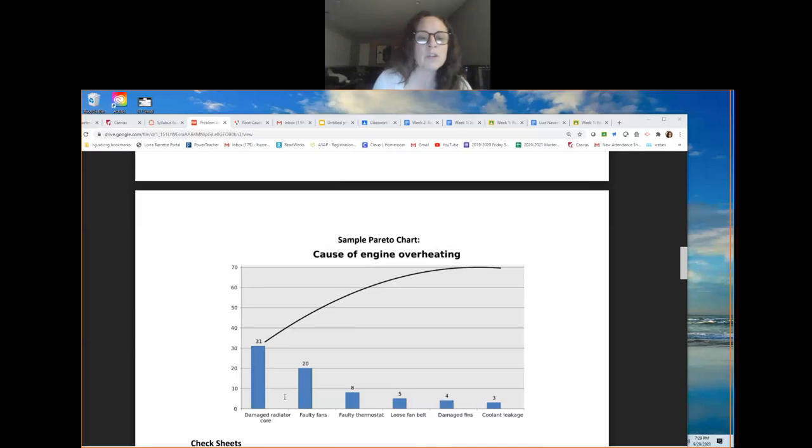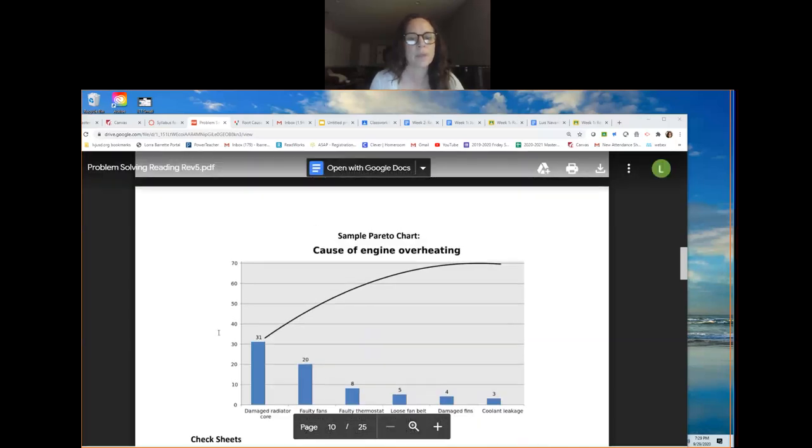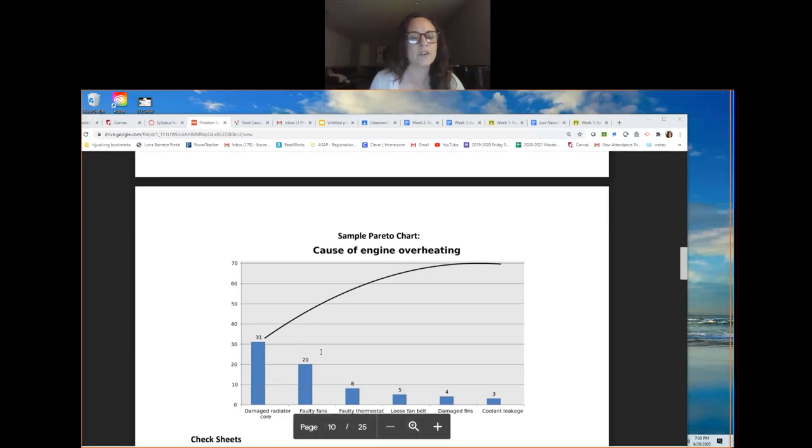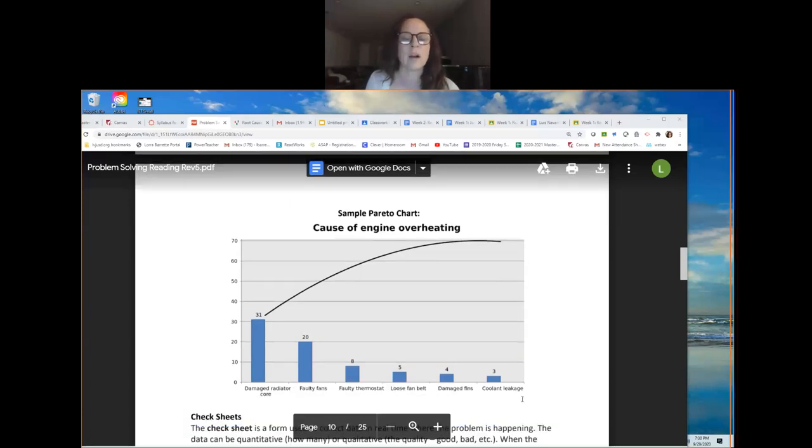So if you look, these first 2 things are causing 80% of the problem. The damaged radiator core and the faulty fans. These first 2 are causing 80% of the problem. And the rest of them are just small. Okay, the rest are only 20%.